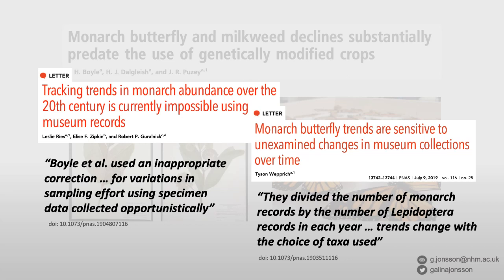And they also reanalyzed the data and found different trends. So remember that Boyle used the number of monarchs divided by the total number of Lepidoptera. So when Webridge reanalyzed the data, but for example excluded moths from the grand total Lepidoptera specimen number, they got completely different results.